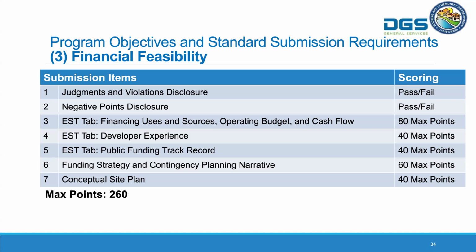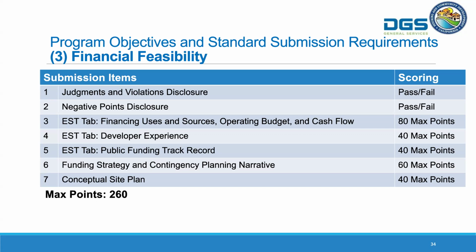For items 3 through 5 from the list here, those are all Excel submission tool tabs or sheets found in that Excel submission tool available on HCD's website. Please note the sources, uses, operating budget, and cash flow should be in a fairly familiar format for those that have applied to the Multifamily Super NOFA at HCD.